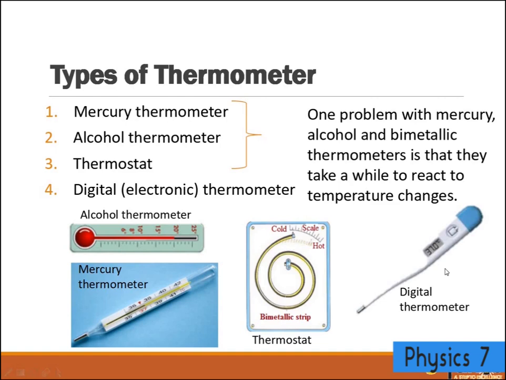So an electronic thermometer works by putting a voltage across a metal probe and measuring how much current flows through it. And then inside of that electronic thermometer, you have a microchip, and that microchip measures the resistance and converts that resistance into a measurement of temperature.